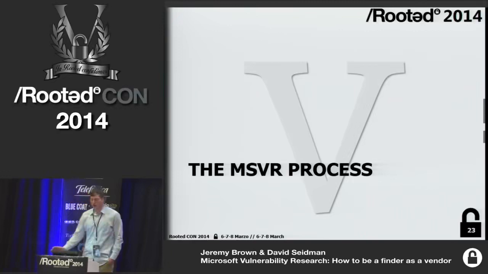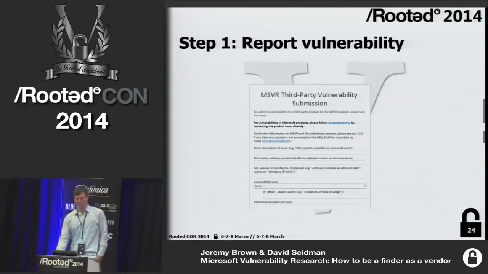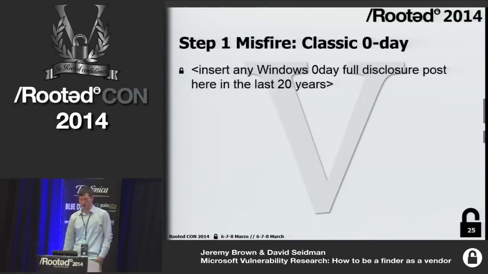So, the MSVR process. Step 1, report the vulnerability. Pretty obvious. What can happen if this goes wrong? Well, just look at any Windows 0-day, accidentally or incidentally, in the last 20 years. That's not exactly coordinated in this context.